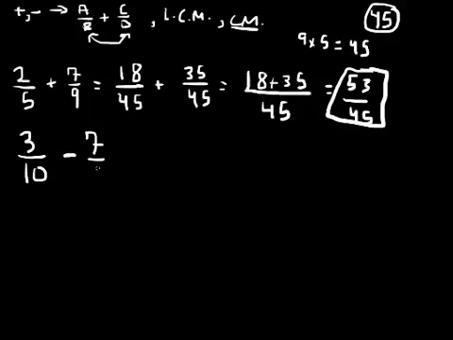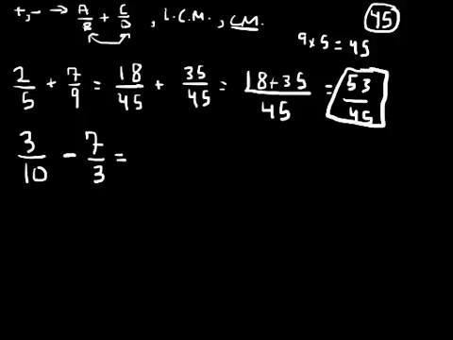7 over 3. And the easiest way is, even if it's an improper fraction, if you had a mixed fraction, just change it to a fraction, whether it's improper or proper. It's always easier to look at something like this instead of looking at 3 over 10 minus 2 and 1/3.